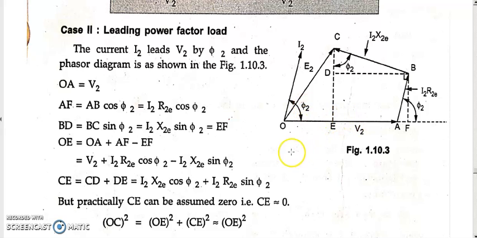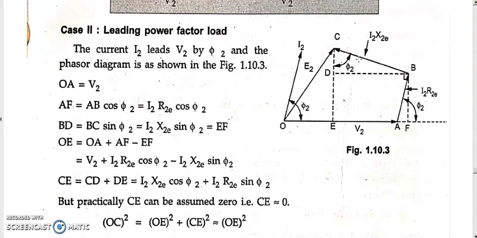Now we know the formula E2 is equal to V2 plus I2 R2E plus j I2 X2E. With respect to that formula, we can consider this phasor diagram. You can see E2 is equal to V2 plus I2 R2E plus I2 X2E. Let us see whether it is plus I2 X2E or minus I2 X2E, since it is a leading power factor, because we can't always say that there will be plus I2 X2E; it may be plus or minus depending upon leading or lagging.